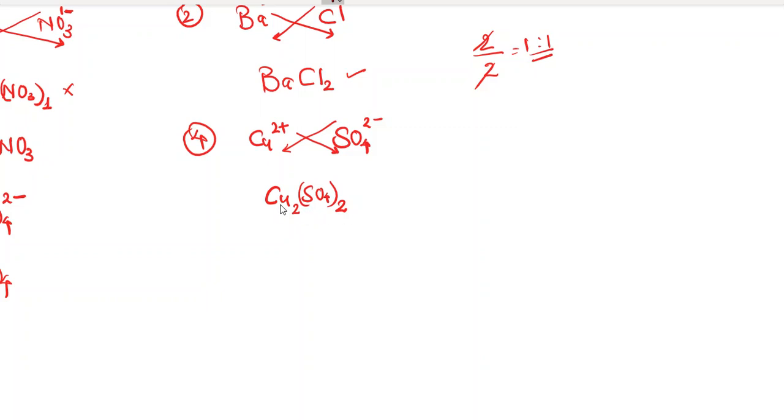So basically what we do is we just cut this 2 and we write Cu. Hey, that's copper oxide I was talking about, but it's okay. CuSO4 is also the same thing, copper sulfate.